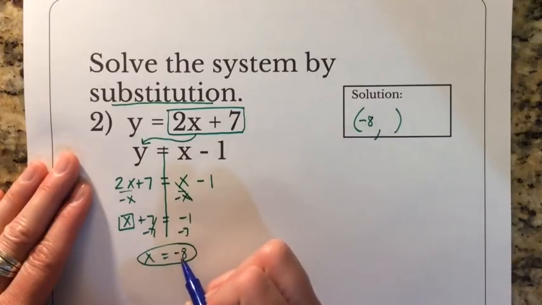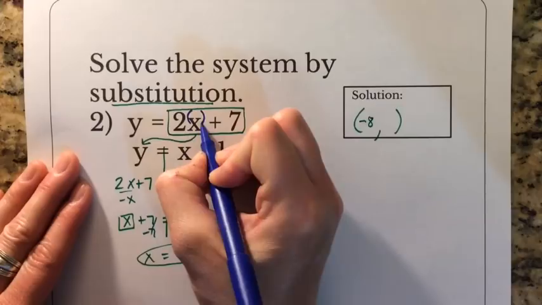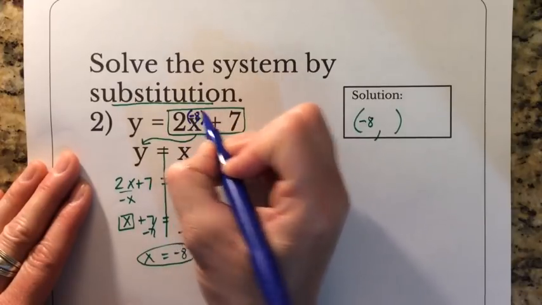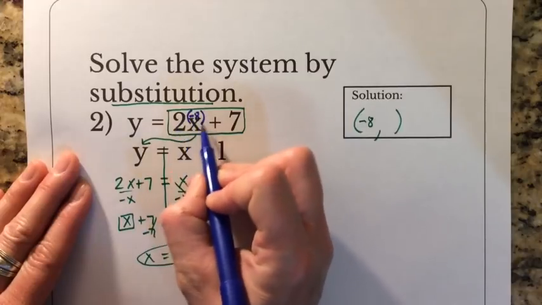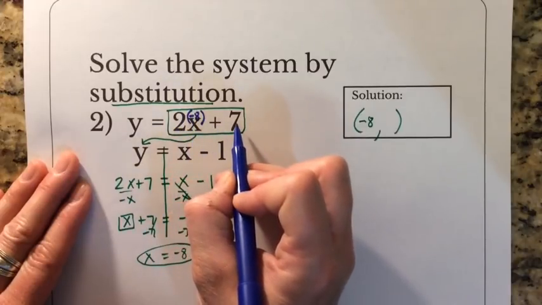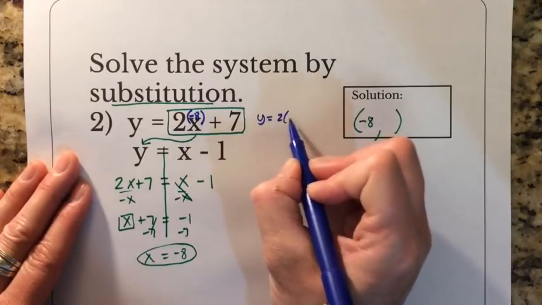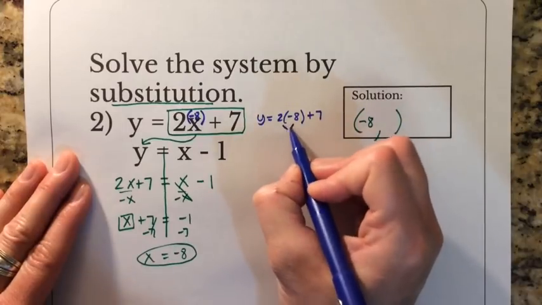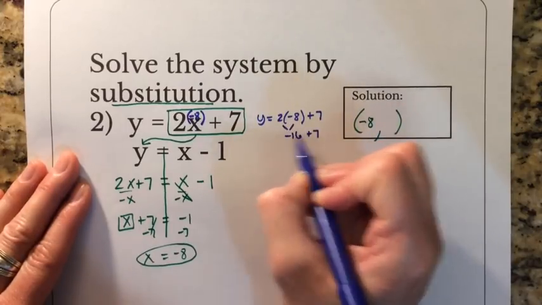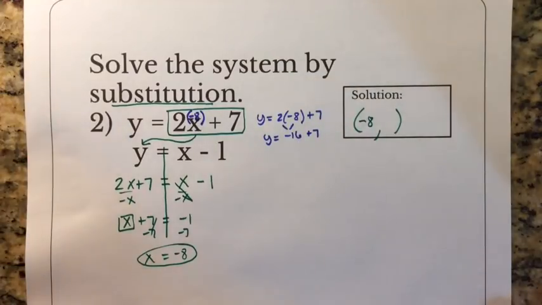So if x equals -8, I'm going to go right into this equation, and in place of the x, I'm going to make it a -8. Now, what's y? Y is equal to 2 times -8 plus 7. Now, if you can do that in your head, great. Y is equal to 2 times -8 plus 7. And so I have -16, and I'm adding 7.